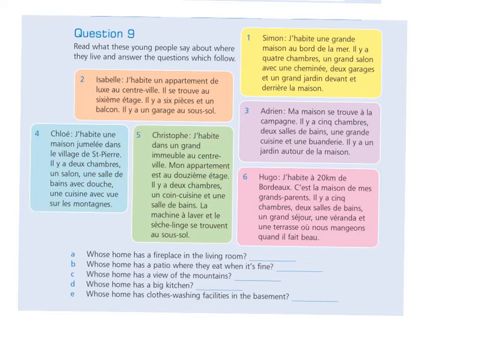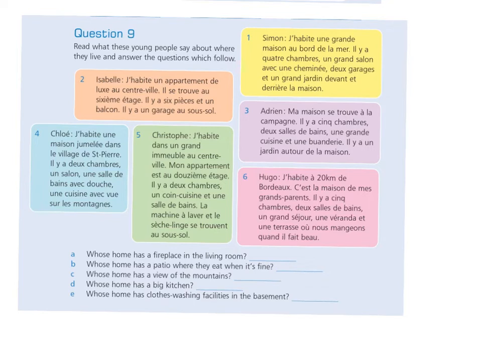2. Isabelle. J'habite un appartement de luxe au centre-ville. I live in a luxurious apartment in the center of town. Il se trouve au 6e étage. It's found, or it's located, on the 6th floor. Il y a 6 pièces et un balcon. There are 6 rooms and a balcony. Il y a un garage au sous-sol. There is a garage in the basement.